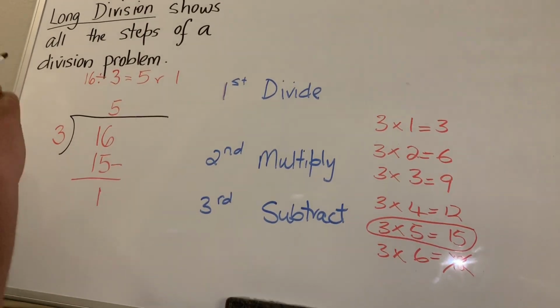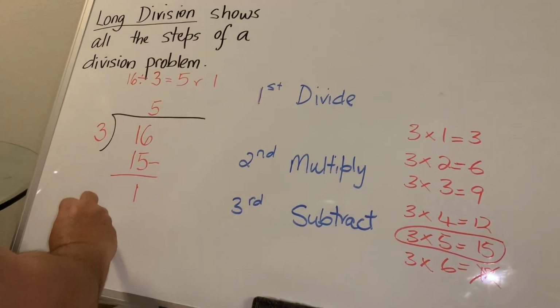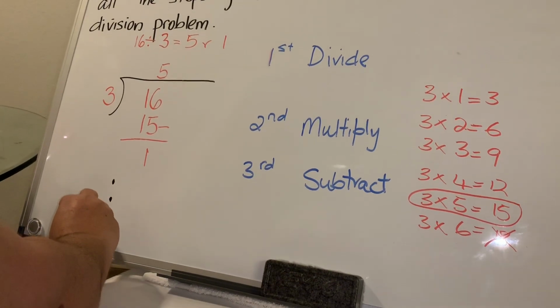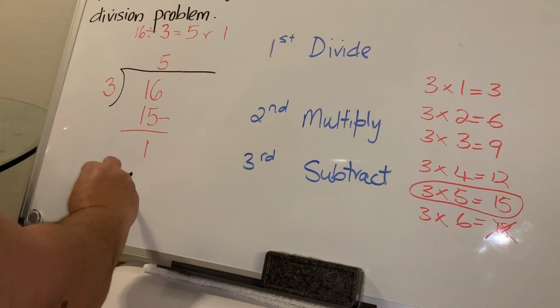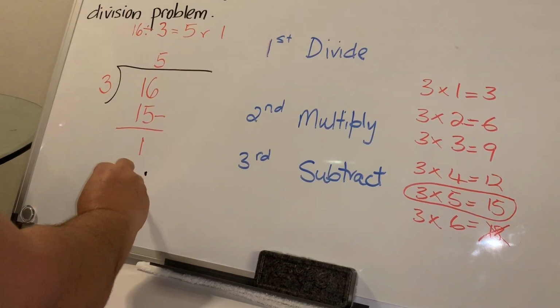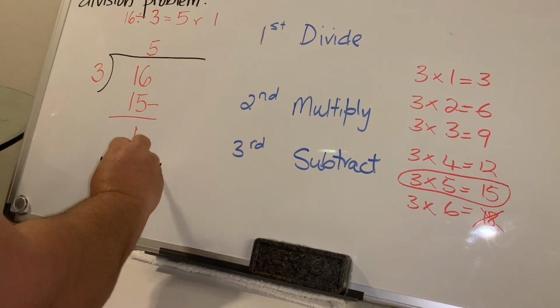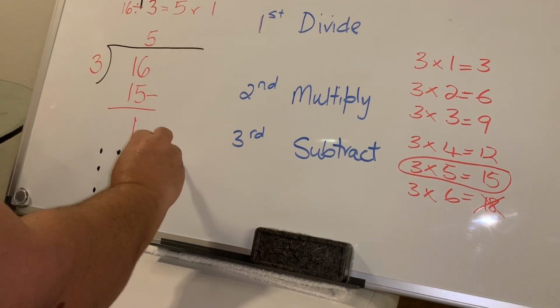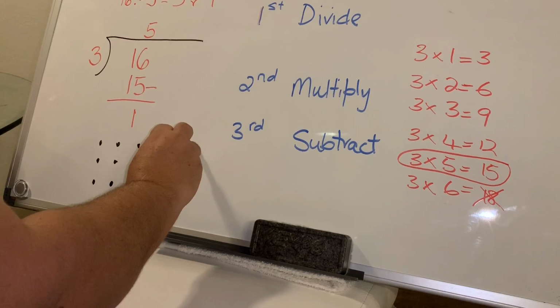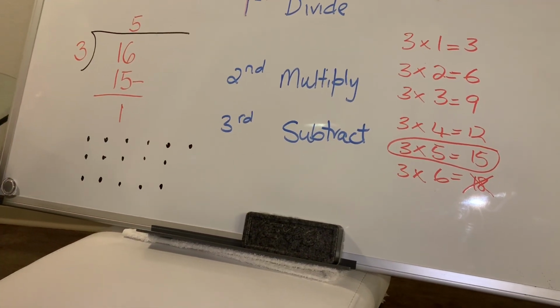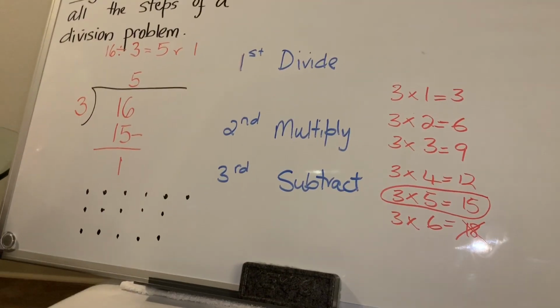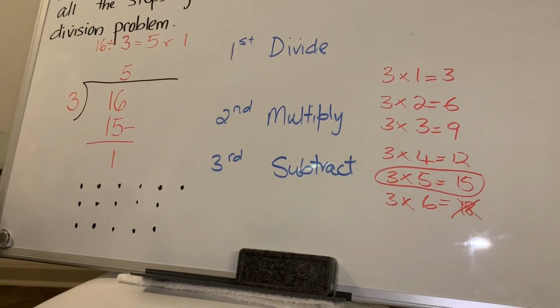So we're going to divide 16 into 3. Again, we create sets of 3. 1, 2, 3, 4, 5, 6, 7, 8, 9, 10, 11, 12, 13, 14, 15, 16. How many times can we take a set of 3 out of 16?